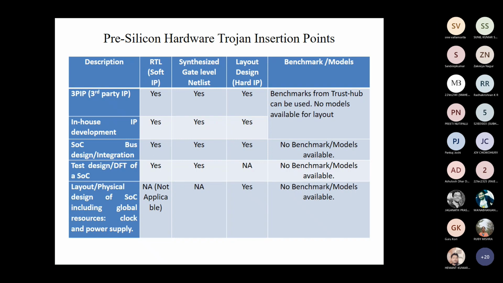Now, the hardware Trojan insertion points that we are talking about, these are the possible scenarios, whether at RTL level, gate level list or layout design. And who can do it? If you look at this, the third party IPs, RTL, they can do it over here. In-house IP development, where it can be inserted. SOC bus integration, it can be done. Layout, once it is a layout, it actually has no meaning, and this also has no meaning, but here it can be done.